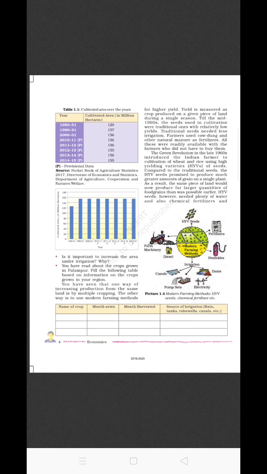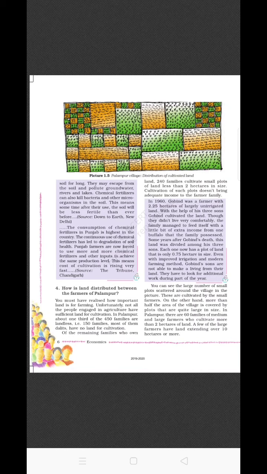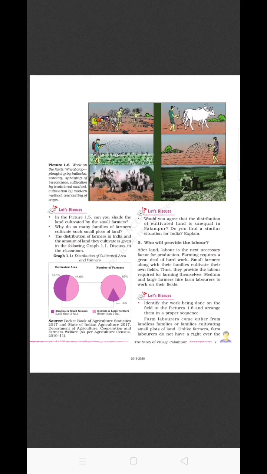After that, we have discussed HYV seeds, or the modern technology or modern farming methods. And we have discussed the concept of the green revolution as well. After that, we have discussed the sustainability of the land and the distribution of land among the different people living in Palampur. Hope you have got the chapter till here. In the next video, we will discuss it further.